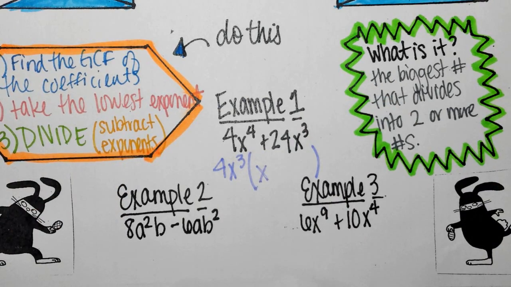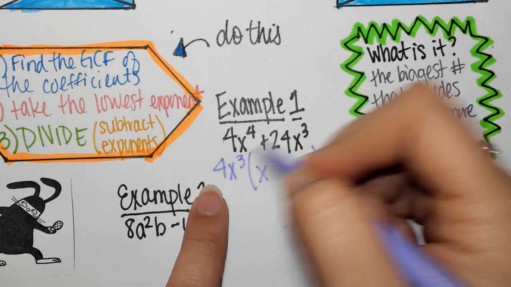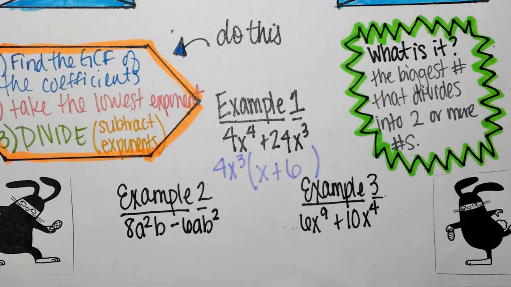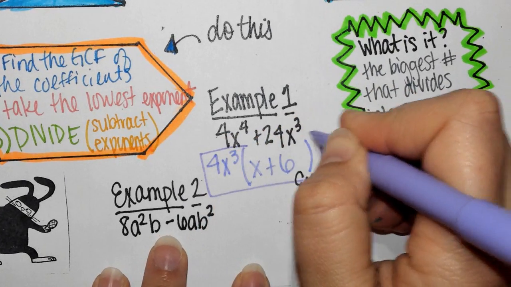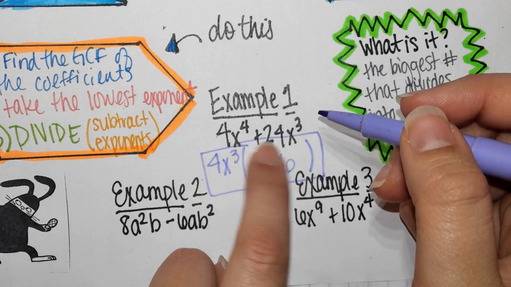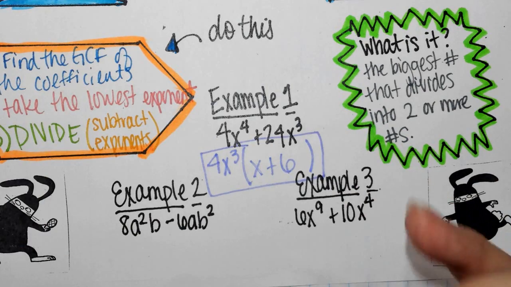Does everybody see what happened? When you divide like bases, you subtract. Now, what's 24 divided by 4? 6. And the x's cancel out, and we're done. That's what the answer looks like. So last week, we started with this, and then we distributed to get to this. We're going backwards now. So factoring is going backwards.